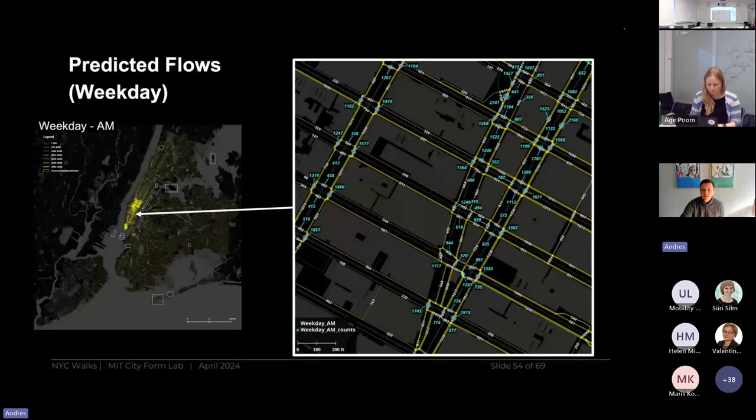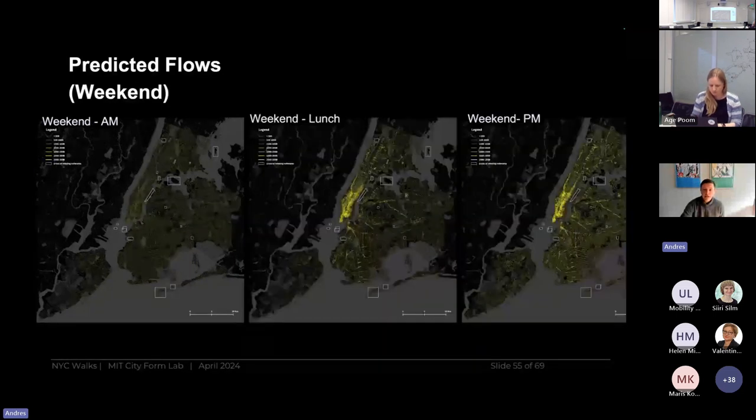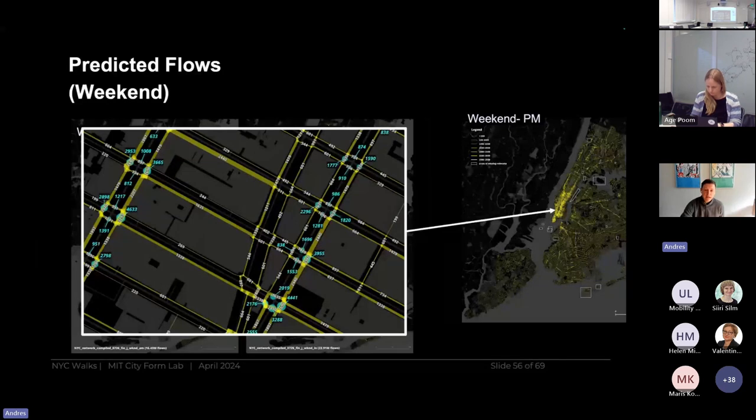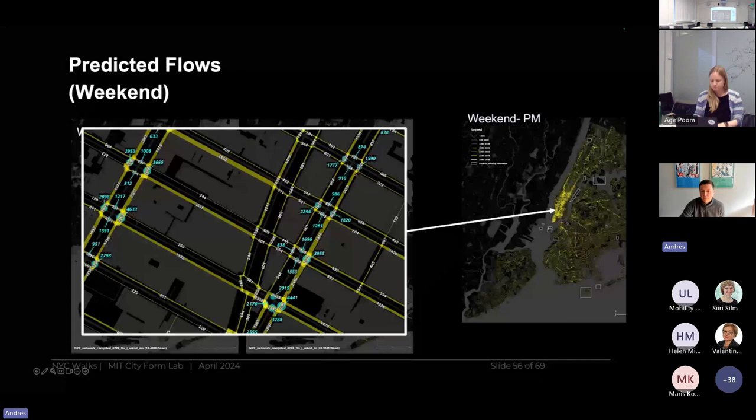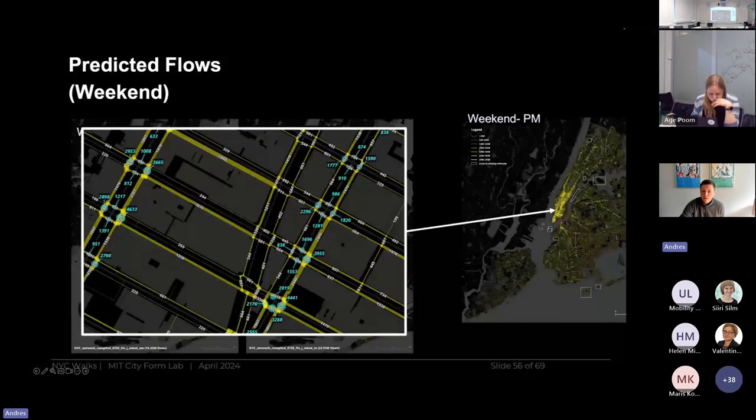We can zoom into particular locations, and the yellow labels here illustrate the estimated pedestrian flow for the weekday morning in this case. And the blue labels illustrate the actual counts of pedestrians at the same locations. And we can do the same for weekends and zoom into particular locations. As you can see, for instance, in the segment here, the actual flow was 910, and the model estimated 734 people per hour for this crosswalk in Lower Manhattan. Or this one, actual flow was 1,777, model estimate was 1,635. So not exactly on, but a very good estimate.